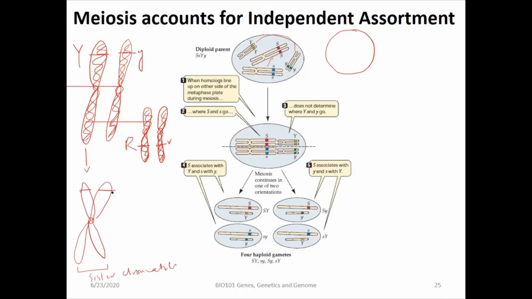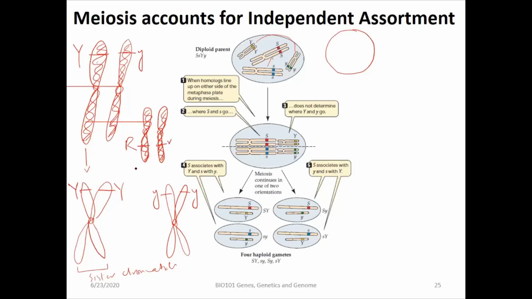And you have capital Y, capital Y. This one is duplicated. During S phase, this one also gets duplicated, and you have small y. This is a very important concept. You have to really learn this.